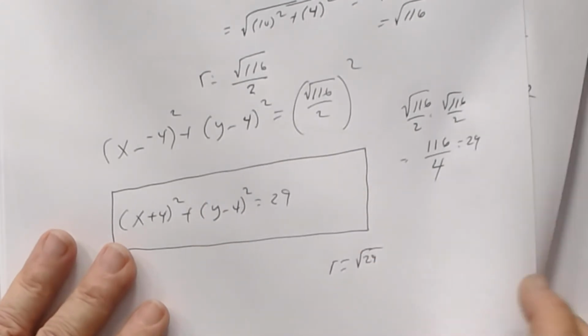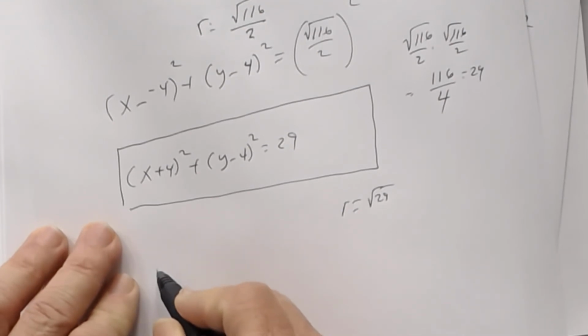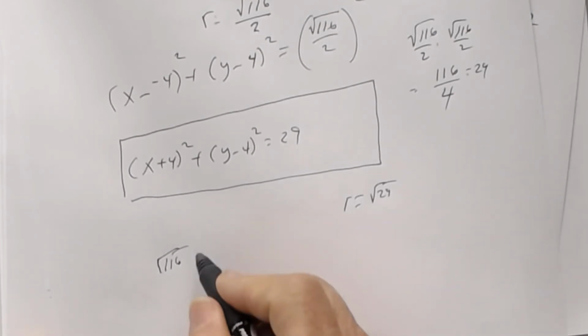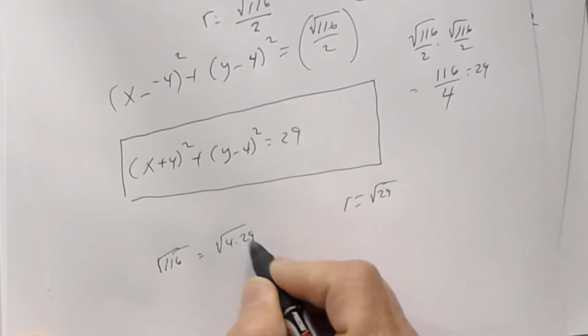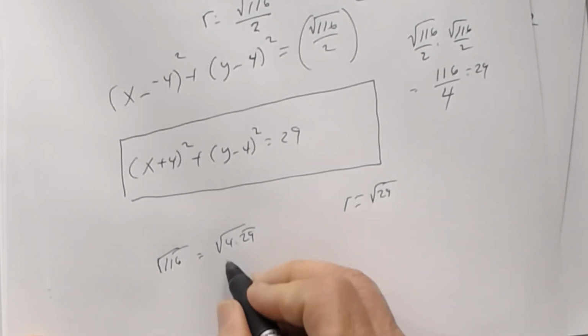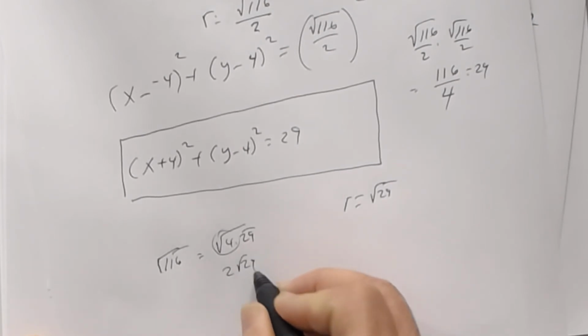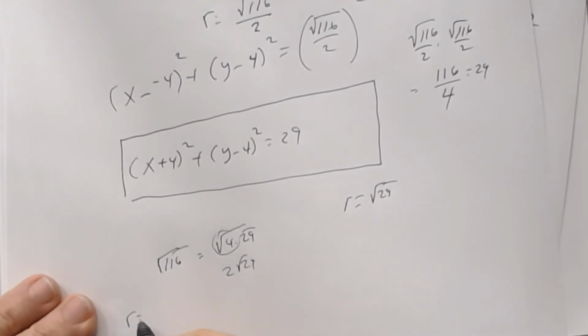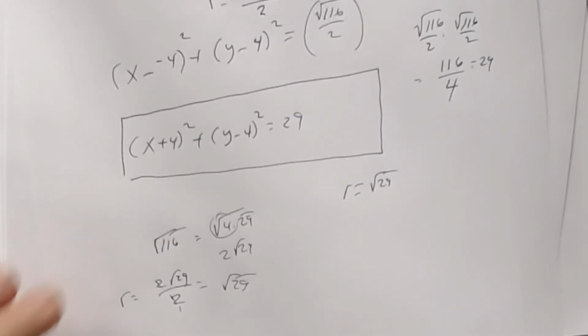What perfect square, I just want to show you, what perfect square goes into square root of 116? 4. I mean, no, 16. 16? Or the 4, right? 4. So that's square root of 4 times 29. There's a 29 right there. What's the square root of 4? 2. Square root of 29. But remember, the radius up here is square root of 116, which is this, right? Divided by what? 2. And then the 2's divide out, you're left with what? Square root of 29. Okay?